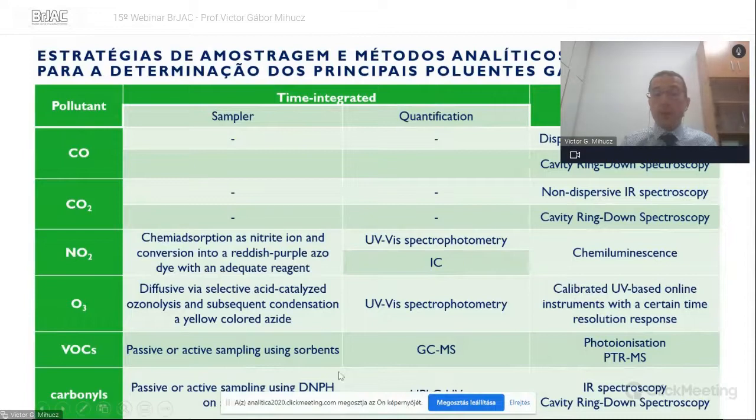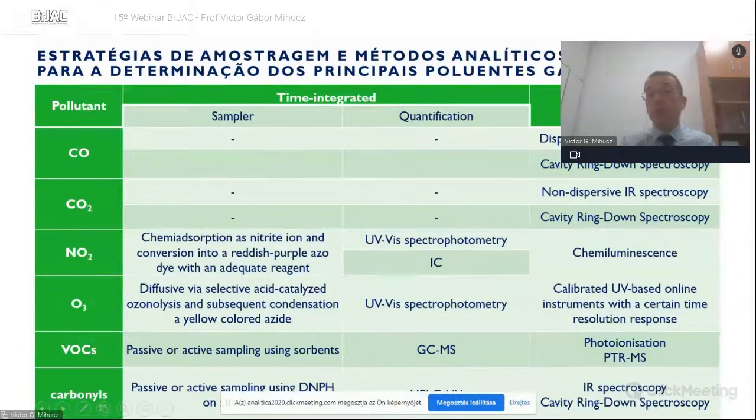In the case of volatile compounds, we have the possibility to use gas chromatography, nowadays usually coupled to a mass spectrometer, or in the case of non-volatile carbonyls, for example, to use HPLC, high-performance liquid chromatography, normally coupled to a UV detector.